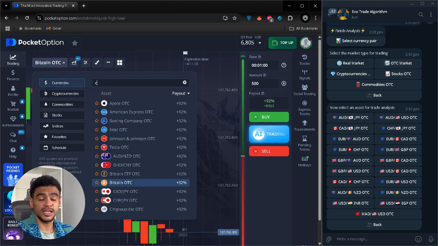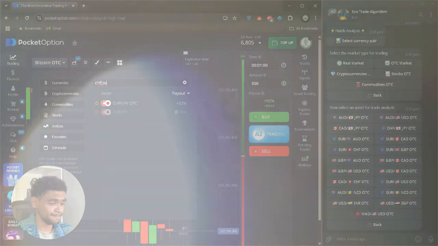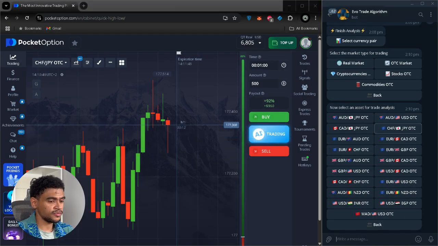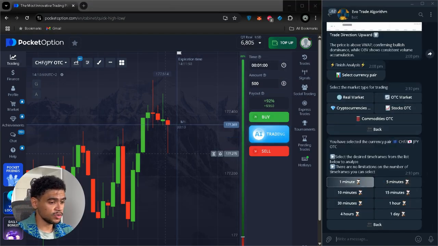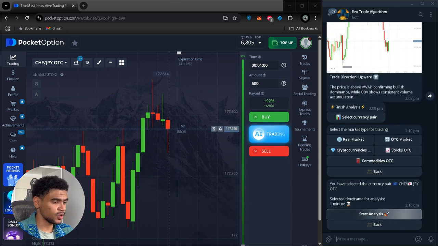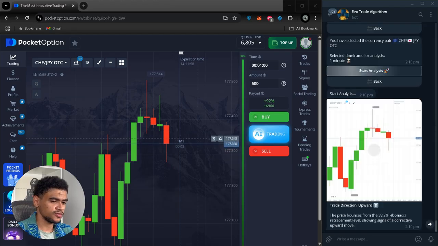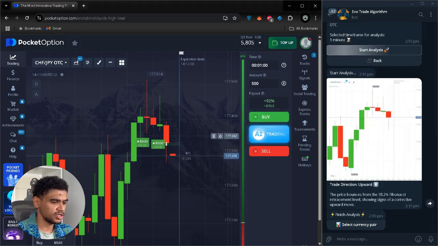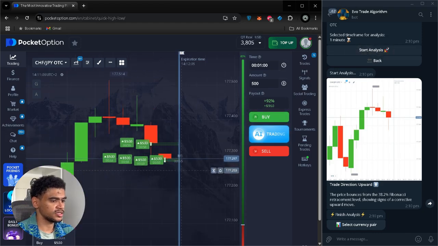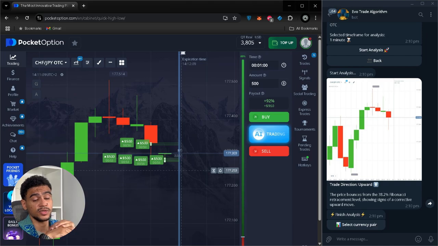Now let's find another entry and let's actually get all our money back. All right, Swiss franc, Japanese yen, very good payout, however highly volatile market, so this is going to be dangerous once again, but I believe that we can hit a big one on here. So let's press start analysis, wait for a few seconds and place a buy position here, and the price goes down, so we're going to place even more here.